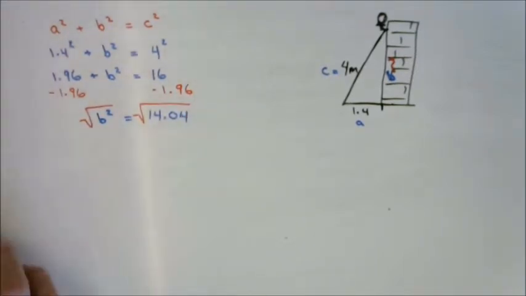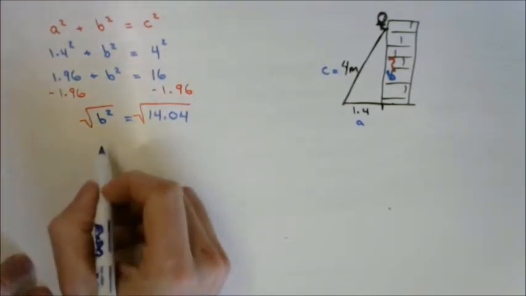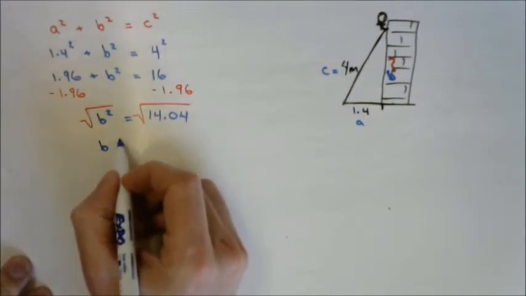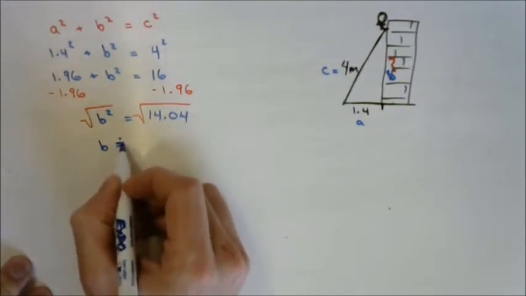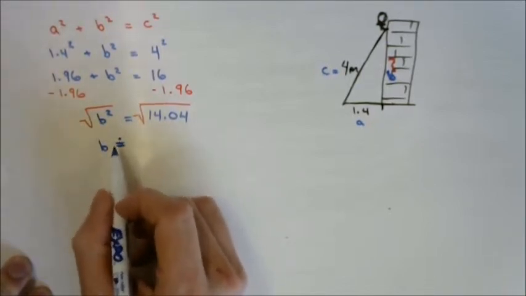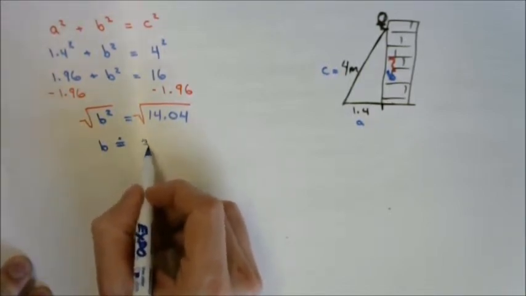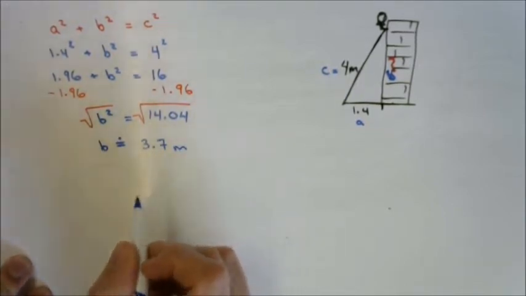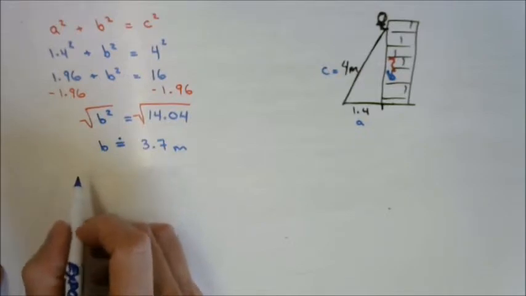Left with B. On the left side, we just have B. On the right side, we have 3.7. That's a number, so just 14.04. Good, so I'm going to use B as approximately. Our approximate sign there is approximately 3.7. And I'm going to remember my units. And I'm going to put that into a sentence.